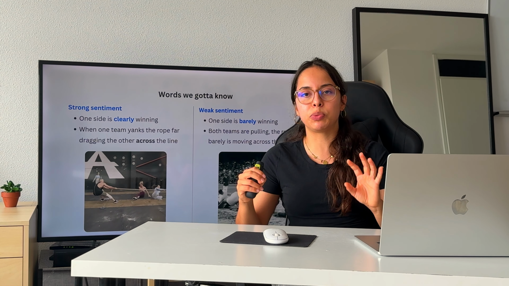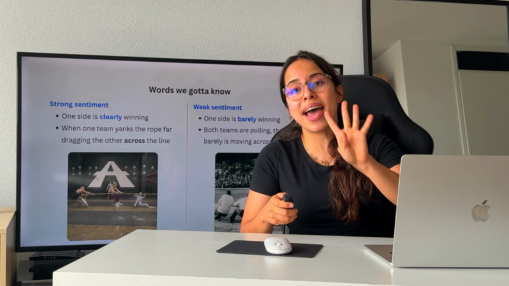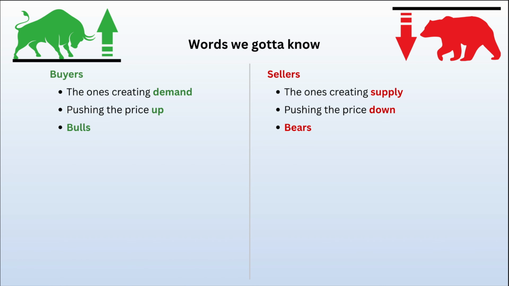Now, when we tie these concepts together, the concepts of buyers and sellers, and then the concepts of strong sentiment versus weak sentiment, we actually get 4 new concepts that, guaranteed, you're also going to hear very often. On the buyer side, you have the concept of strong bullish sentiment. In simple words, it means that the buyers are clearly winning. So if you have strong bullish sentiment, that means that you also have weak bullish sentiment, and that means that the buyers are barely winning. Now, translating this from the seller's perspective, a strong bearish sentiment would mean that the sellers are clearly winning, which means that a weak bearish sentiment would mean that the sellers are barely winning.